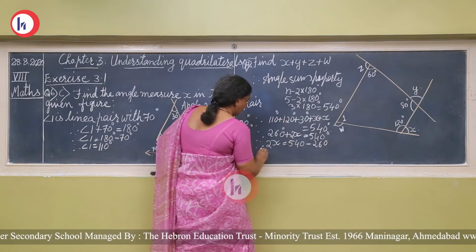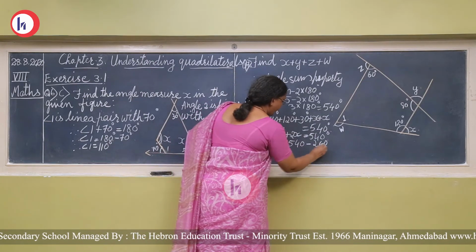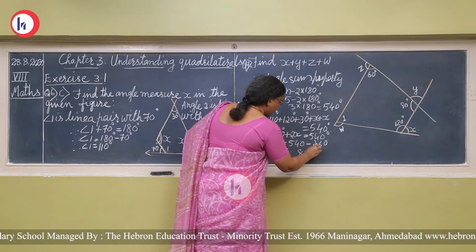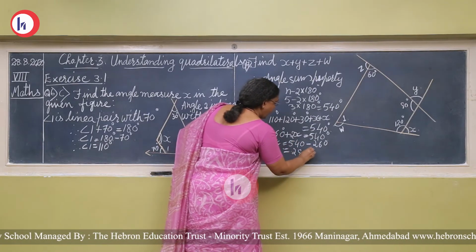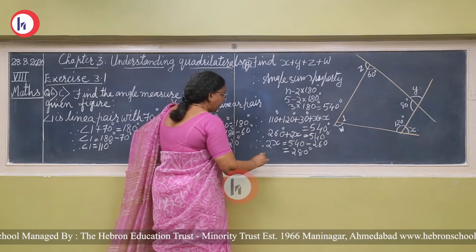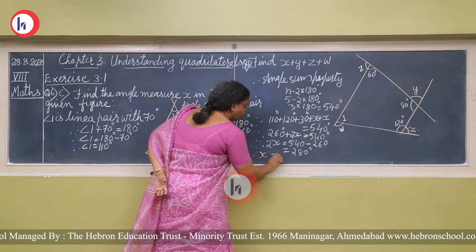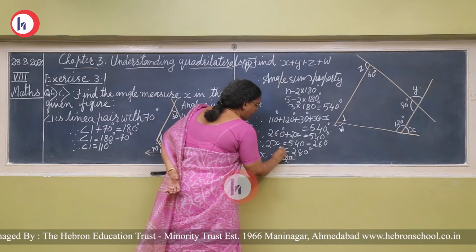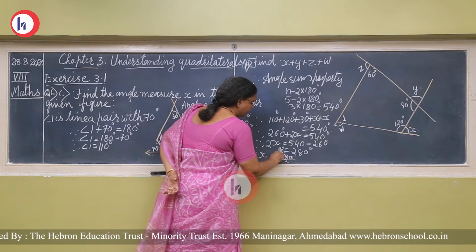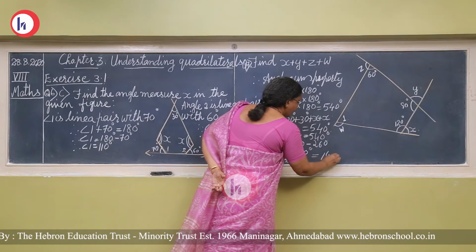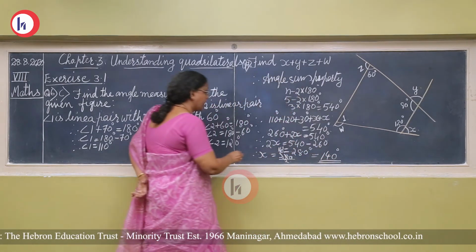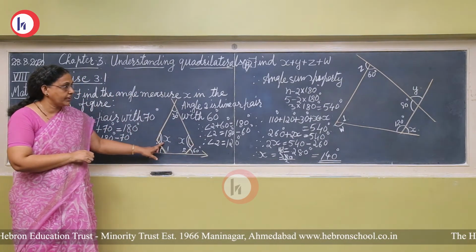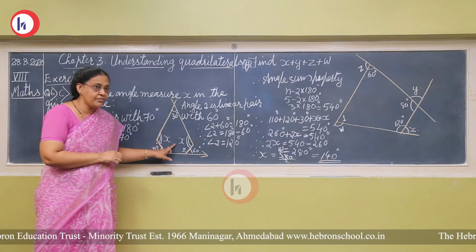Now, what will be 2x? 2x is equal to 0 minus 0, then 14 minus 6 is 8, then 4 minus 2 is 2. So, 280 degree. Therefore, x is equal to 280 upon 2, that will be 140 degree. So, the measure of one x is 140 degree, other x is also 140 degree. Thus we can find out the value of x.